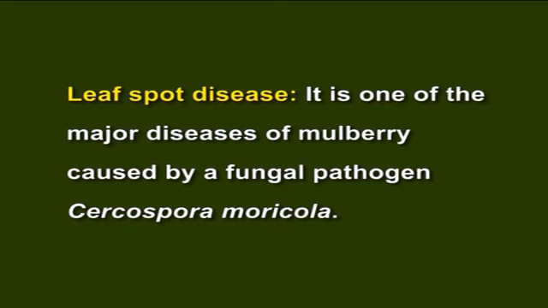Leaf spot disease. It is one of the major diseases of mulberry, caused by a fungal pathogen, Cercospora moricola. This disease is common in rainy and post-rainy seasons, July to December, in South India. The disease starts progressing 35 to 40 days after pruning or leaf harvesting and becomes severe on the 70th day after pruning, when leaves are harvested in bulk.